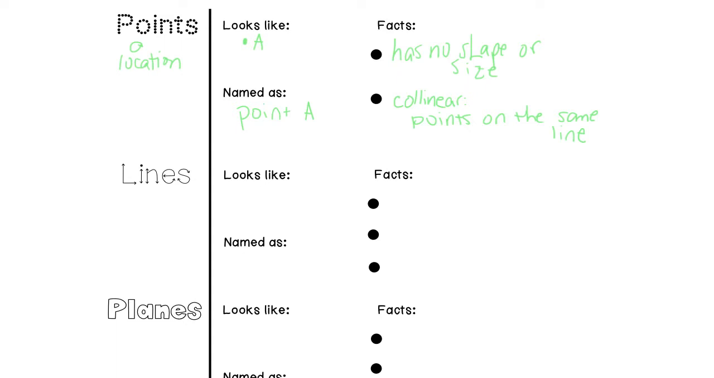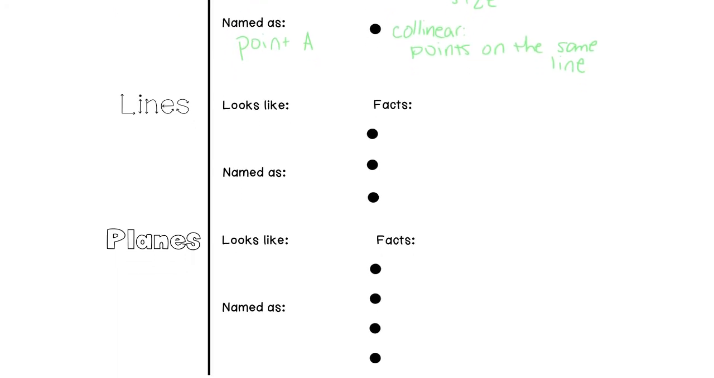Okay, so a point has a location, looks like a dot with a capital letter next to it. We name it as point, and then whatever that letter is that describes it. It has no specific shape or size. If something is collinear, that means they're points on the same line. Like cohabitate, you live with someone. Collinear, these points live on the same line together. All right, next. Now that's points.